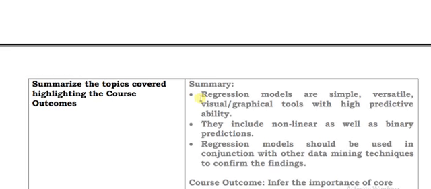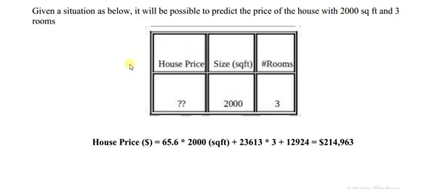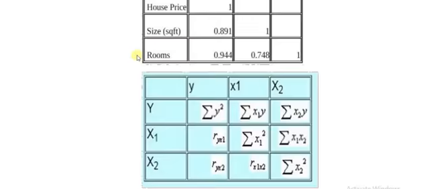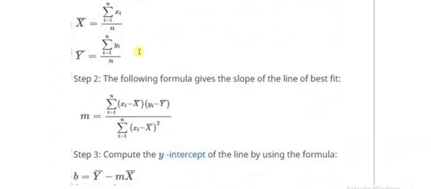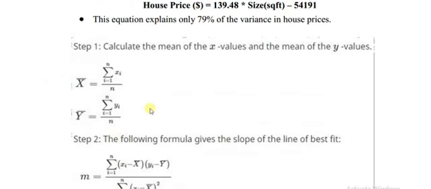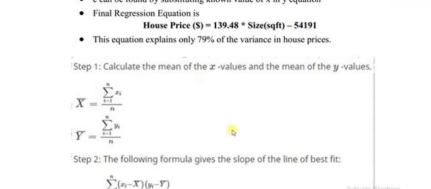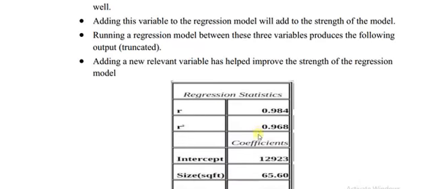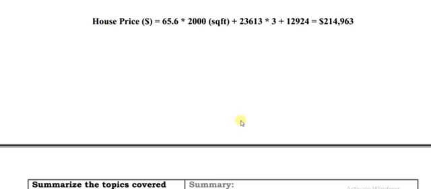A regression model should be used in conjunction with other data mining techniques to confirm the findings. Regression mainly rests on statistical implications. As we have seen, it fully depends on the arithmetic mean and different statistical parameters. So if we use this in conjunction with other data mining techniques, that will enhance the accuracy and make the prediction more accurate.